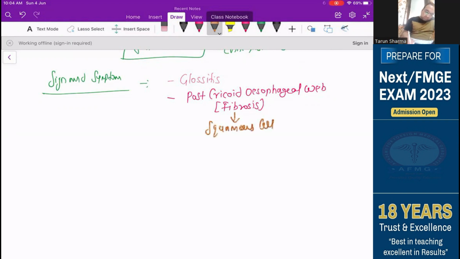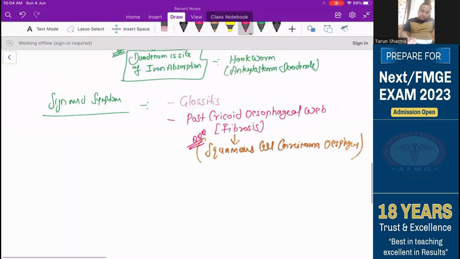Squamous cell carcinoma of the esophagus. So you have to remember which pre-malignant condition of esophageal carcinoma can be seen in iron deficiency anemia. That is an important question: which is a pre-malignant condition that can be seen in iron deficiency anemia and can lead to esophageal carcinoma? That is the post-cricoid web formation.